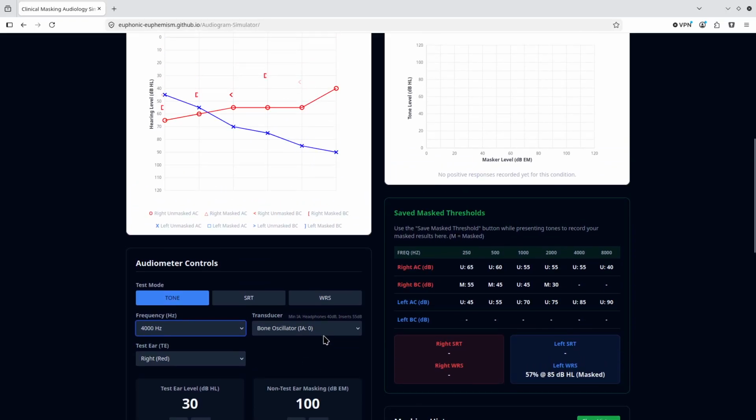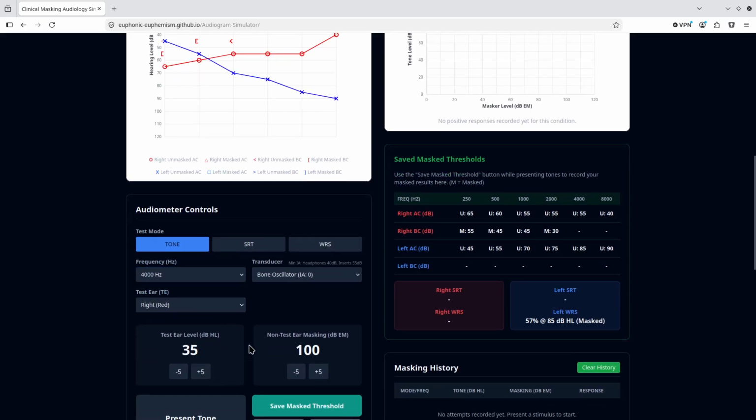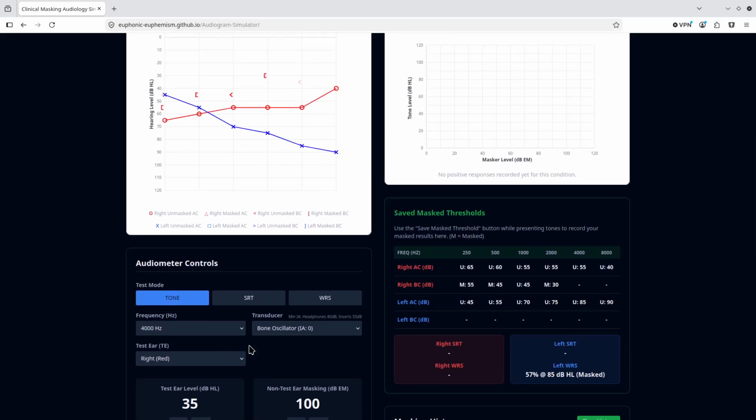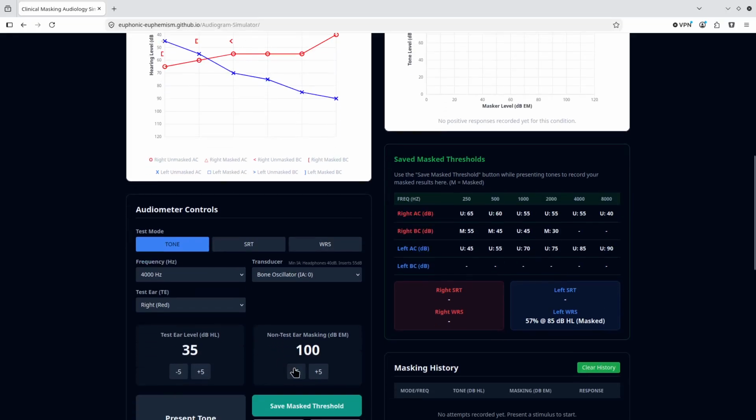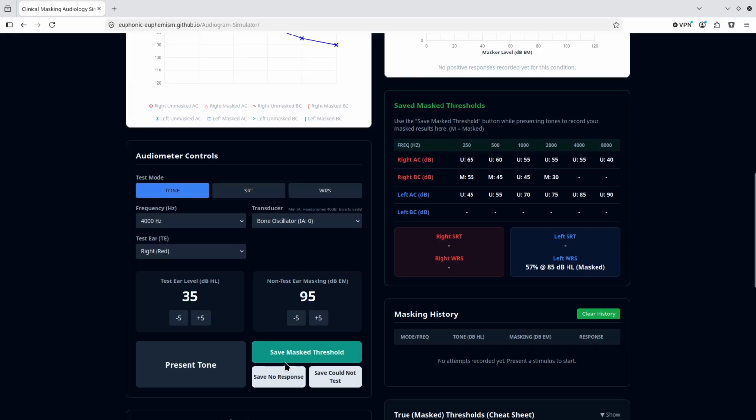And at 4,000 hertz, unmasked bone was at 35 dB. So we go there, and our masker, we need to start at 95 dB. So that's going to be a problem here. 95 dB on that masker.